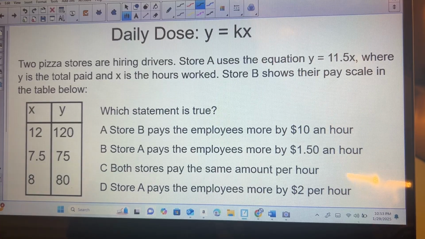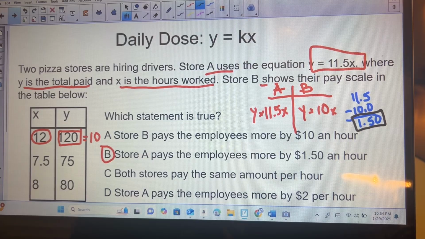The daily dose, constant of proportionality equations. Two pizza stores are hiring drivers. Store A uses the equation y is equal to 11.5x, where y is the total paid and x is the number of hours worked. Store B shows their pay scale in the table below. Looking at the y value for the first one, you can see that it is 120. The x value is 12. So we're going to take a look and see which answer is correct.